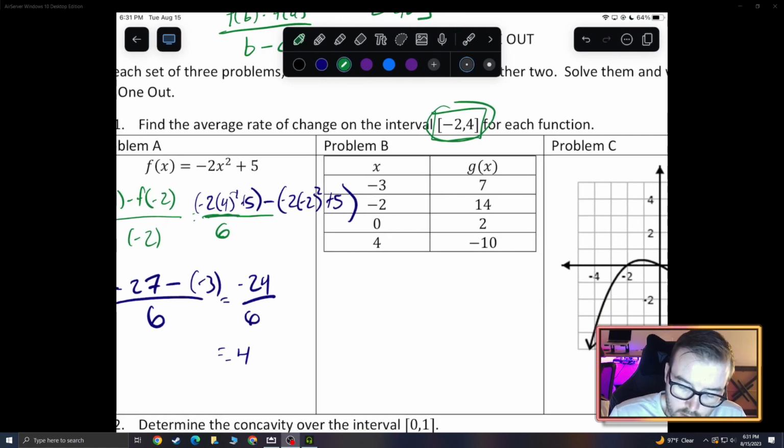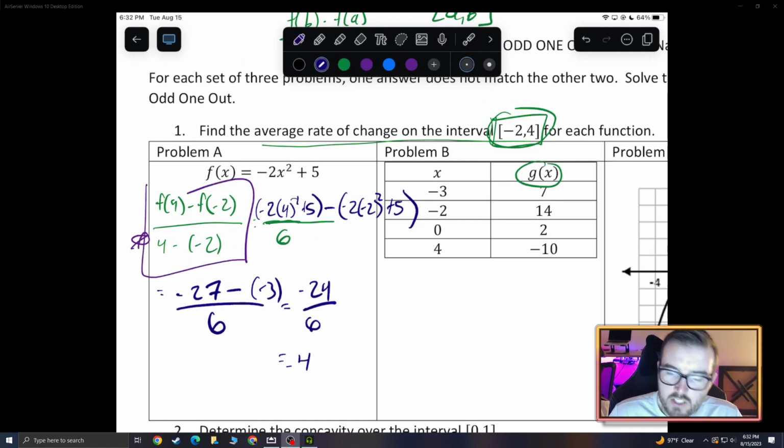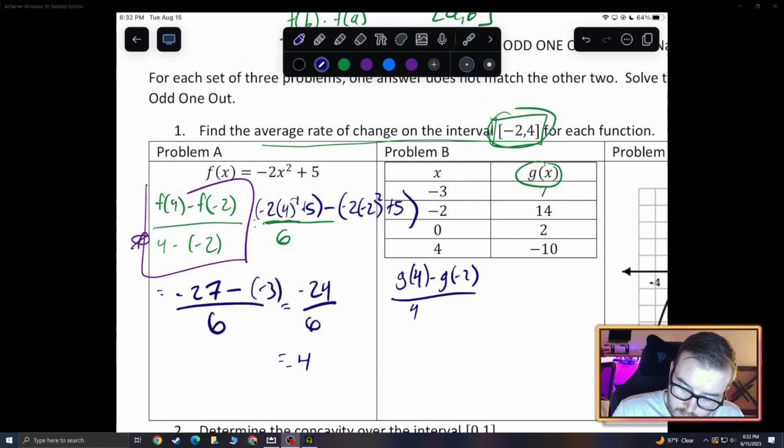So what does that look like for g? We're finding the average rate of change for each function. Well, what's the average rate of change of g from -2 to 4? Well, the setup is the same. And when I say the setup, I'm referencing the very beginning part of the question. It's just that we're talking about g now.